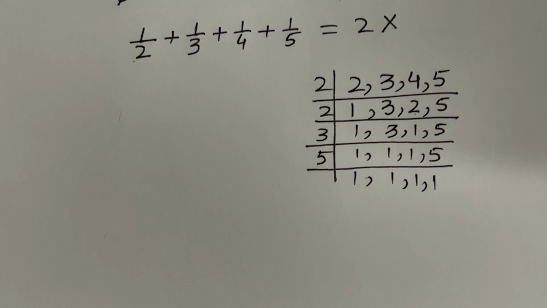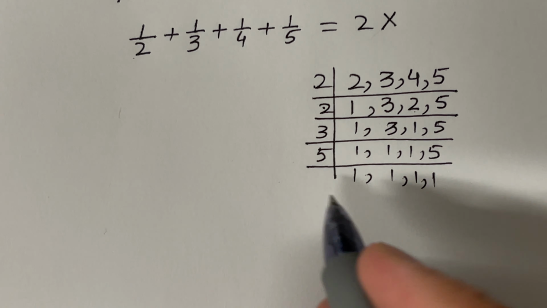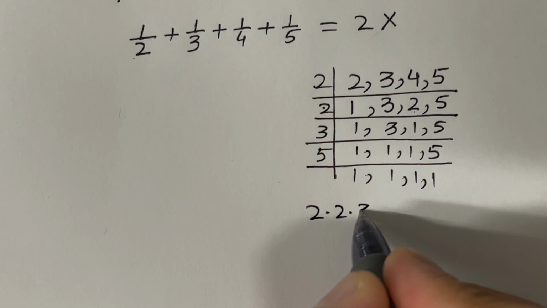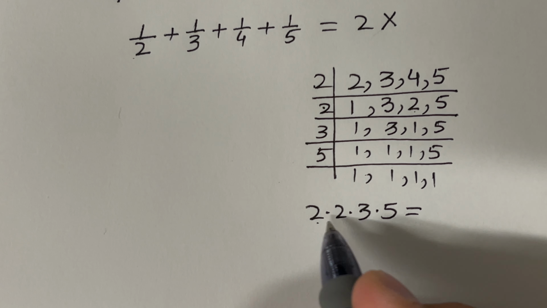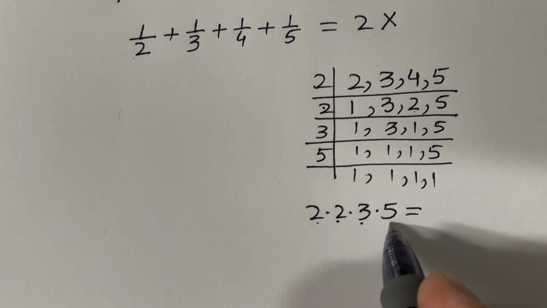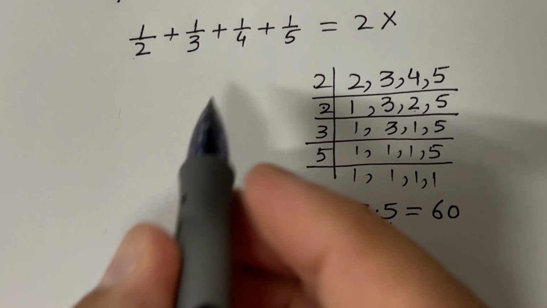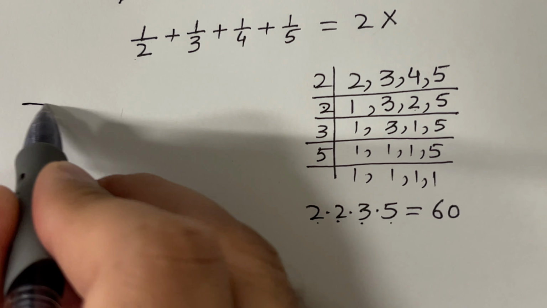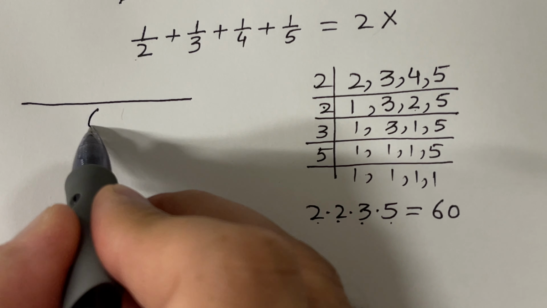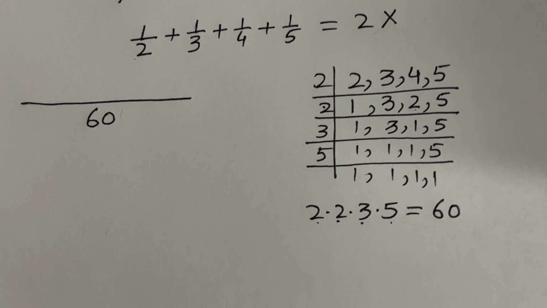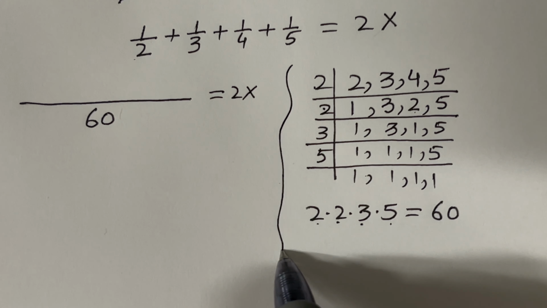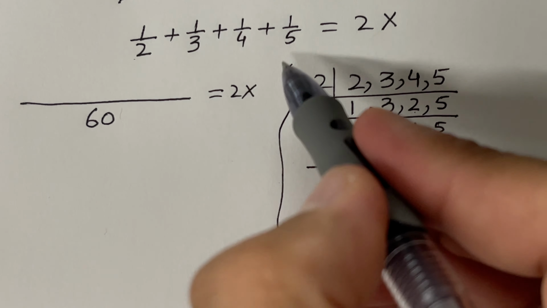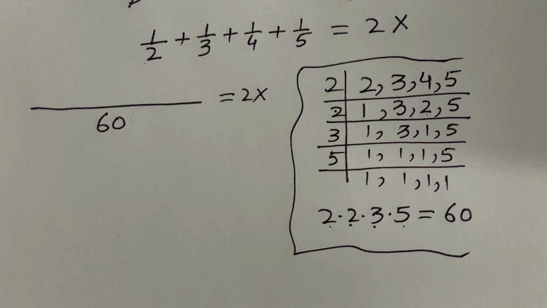Now if you look here, we have 2 times 2 times 3 times 5, and that is equal to 2 times 2 is 4, times 3 is 12, times 5 is 60. It means that the least common multiple of these numbers is 60. And on the right hand side we had 2x. This was just rough work, so you can write it somewhere else.